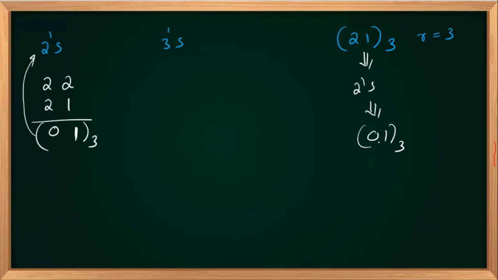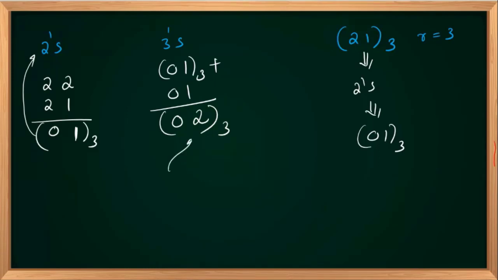It's very simple. If you are trying to get 3's complement, you should add a 1 to your 2's complement in base 3. So 1 plus 1 is 2. 0 plus 0 is 0. So 0, 2, base 3 is your 3's complement. So this is your 3's complement, and this is your 2's complement, that is, r's complement and r minus 1's complement. Okay, clear, right?